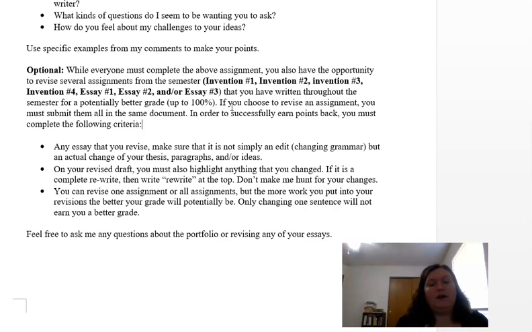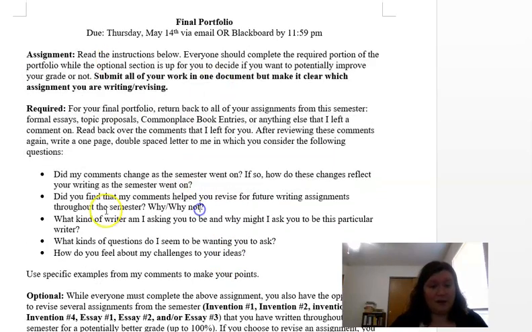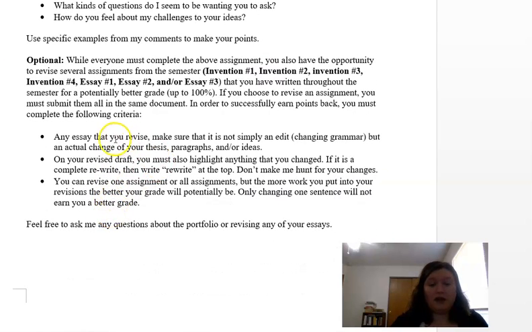So you can earn up to 100%, but I think the really important part here is that the grade needs to be earned, okay? And if you do this option, it should be in the same document as the required portion up here. Okay.